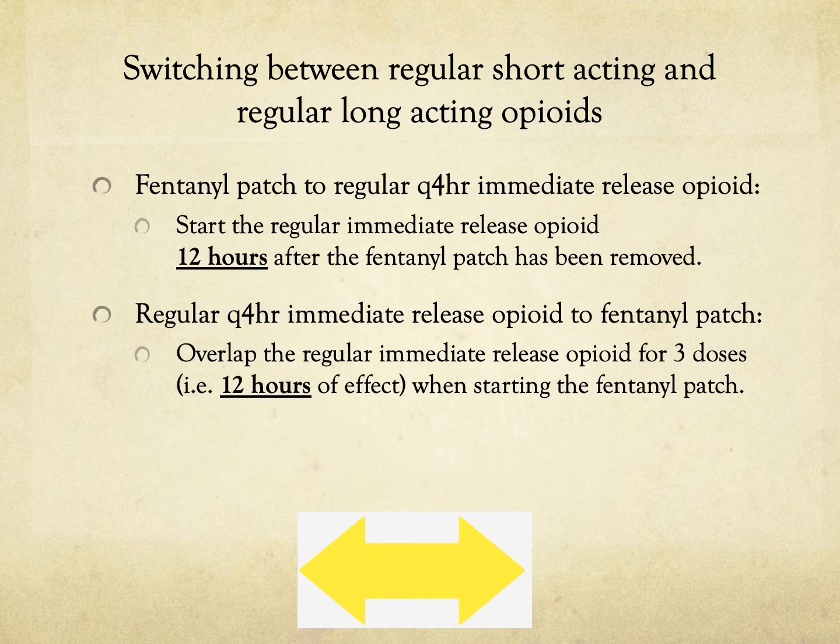When switching from a fentanyl patch to regular Q4-hour immediate-release opioid, there is still a reservoir of fentanyl in the patient's skin that is slowly trickling into the bloodstream. So start the regular immediate-release opioid 12 hours after the fentanyl patch has been removed. When converting the other way around, overlap the regular immediate-release opioid for 12 hours of effect to allow time for the fentanyl patch to start working adequately.